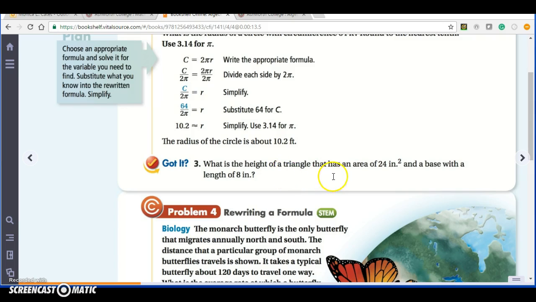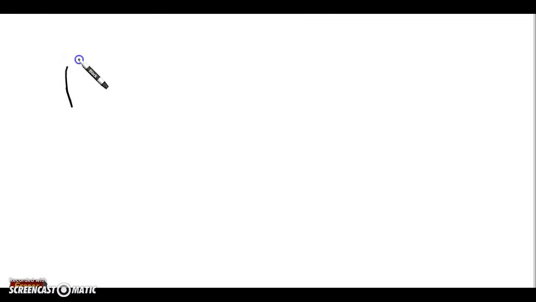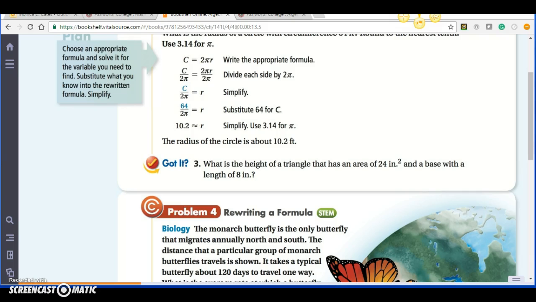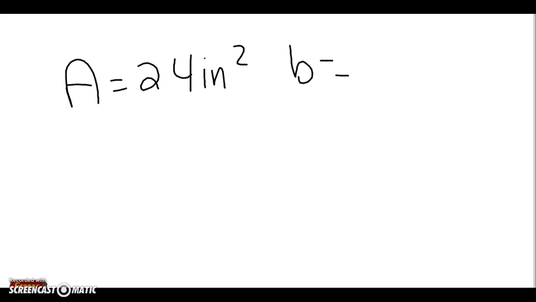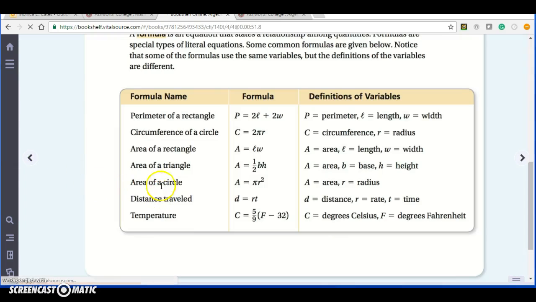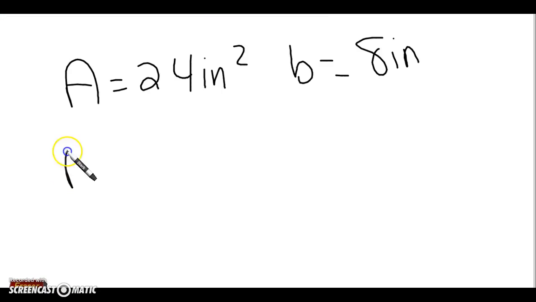Next, it says, what is the height of a triangle with the area of 24 inches squared and a base with a length of 8 inches? So I know my area is 24 inches squared and my base is 8 inches. If we go back to our formula list for area of a triangle, I get area is equal to 1/2 base times height.